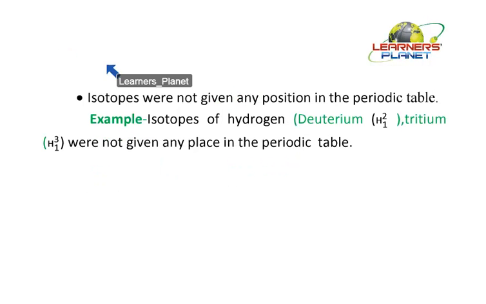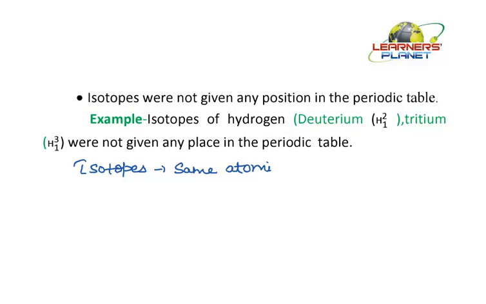Now in this case, students, isotopes were not given any position in the periodic table. Now could you tell me what are isotopes? Isotopes are the elements with the same atomic number but different atomic masses.